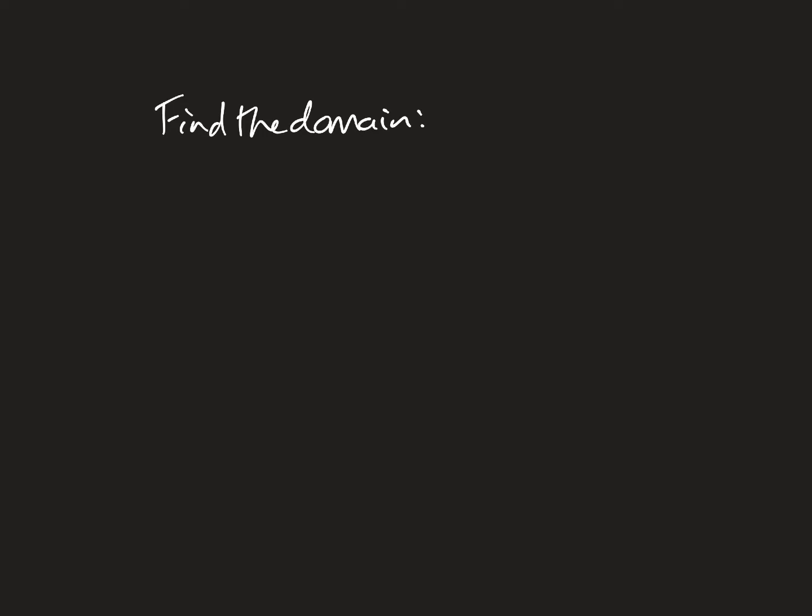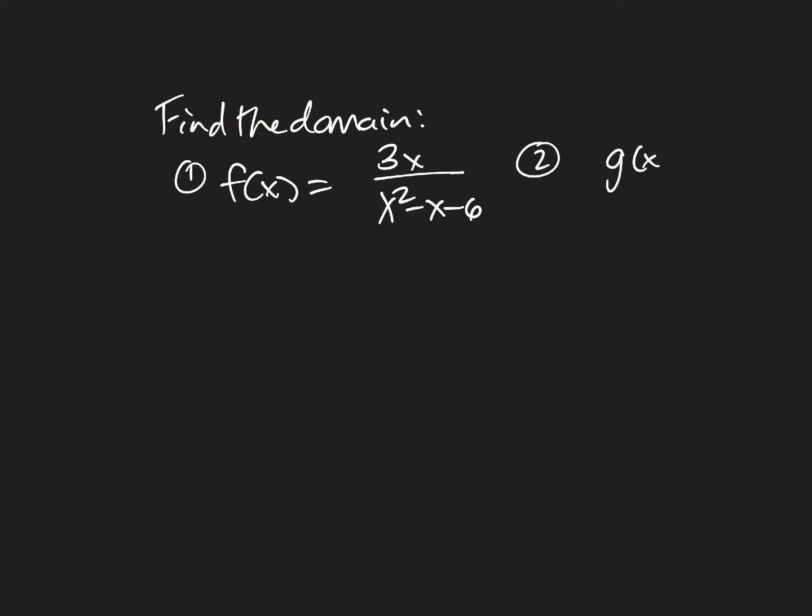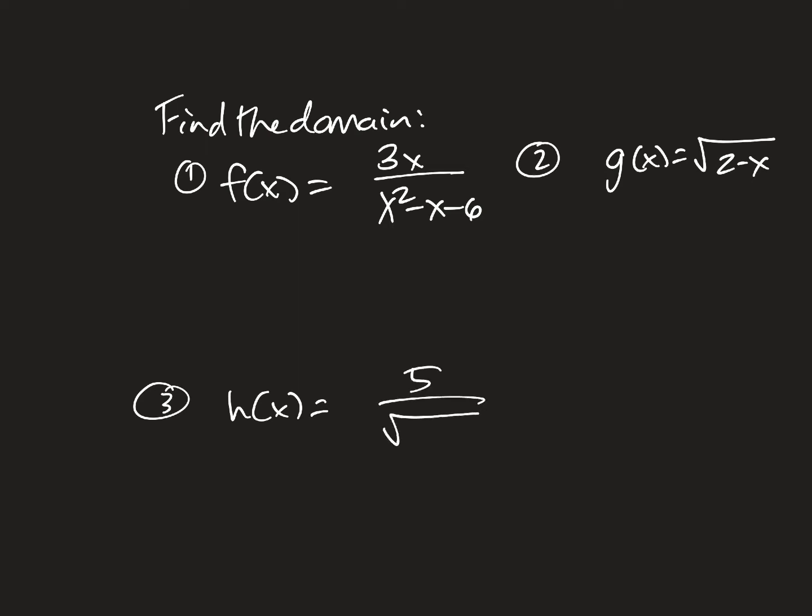of the following. So I'm trying to give you kind of the various types here. So we've got 3x over x squared minus x minus 6. That's one. A second one is g of x equals the square root of 2 minus x. And a third one here is h of x equals 5 over the square root of x minus 3. So I would suggest pausing it to try it yourself first and then coming back and listening to my explanation.